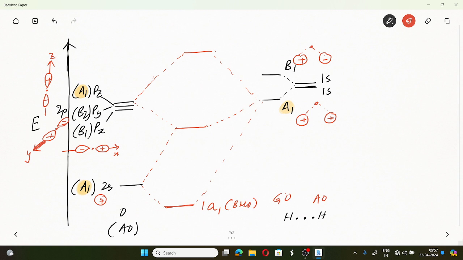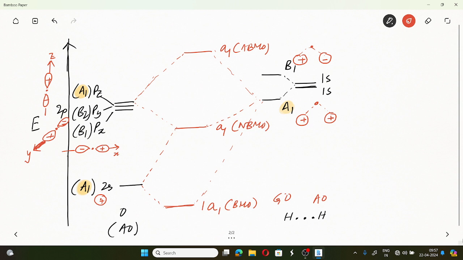Okay. Acha, this is also of A1 symmetry. So this is an ABMO. And this is also of A1 symmetry, obviously. This is a NBMO, non-bonding molecular orbital.